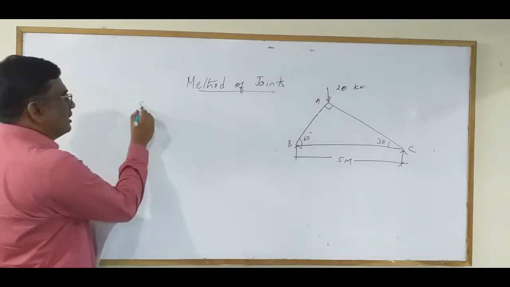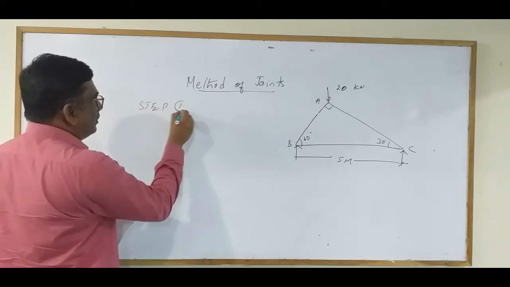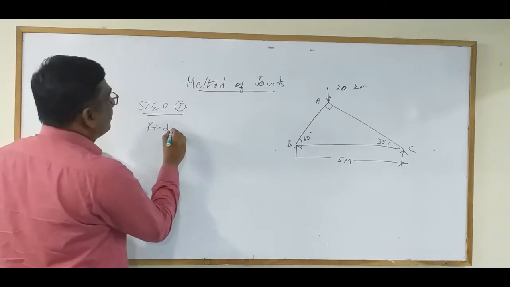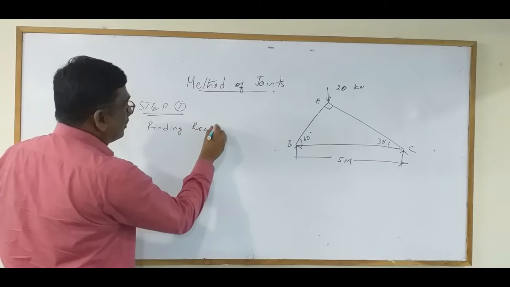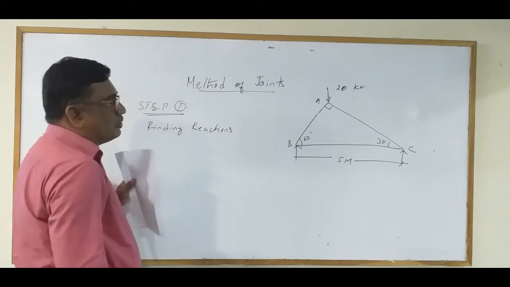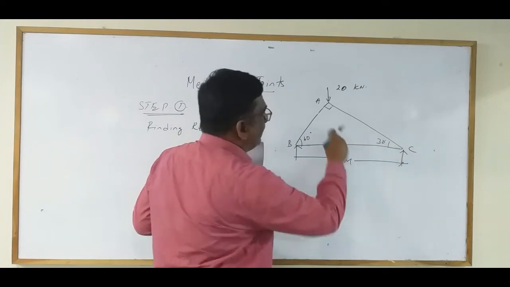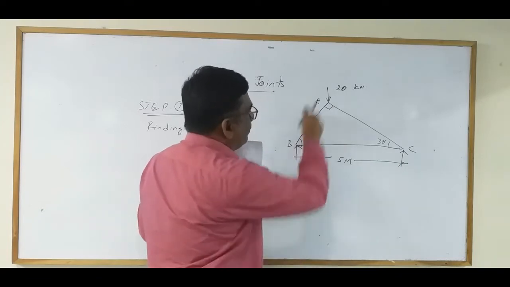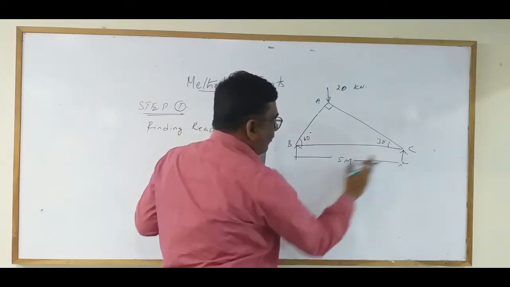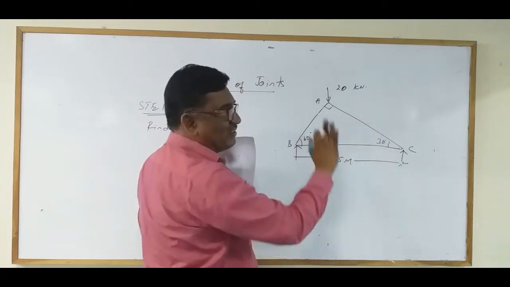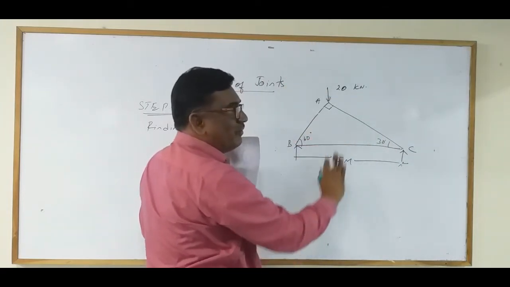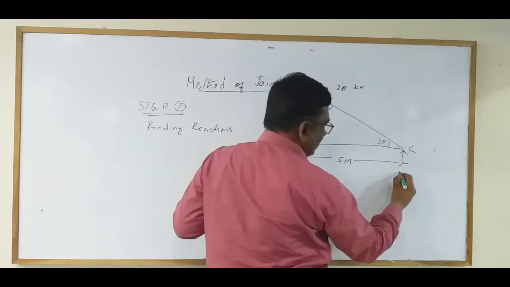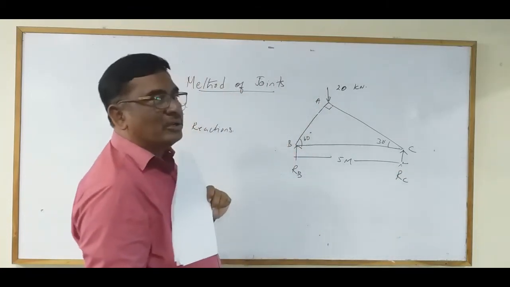Step 1 for this problem is finding reactions. So this is the frame, subjected to a load of 20 kN. It is supported here at B and C. For this downward load, the support will offer an upward resistance, an upward reaction. The reaction here is denoted as RB, and the reaction here is denoted as RC. It is the reaction to the external load.